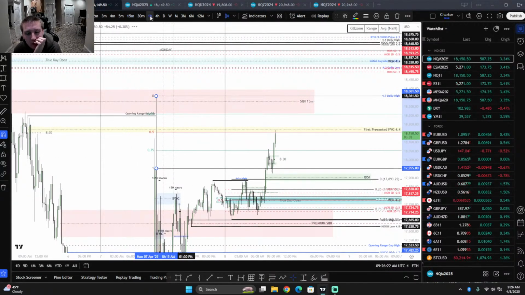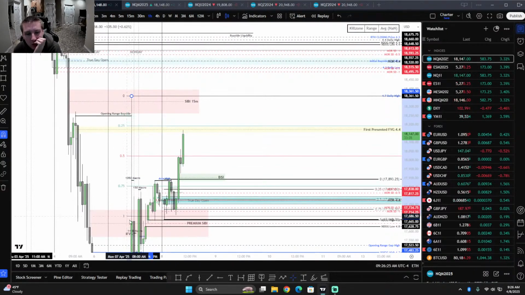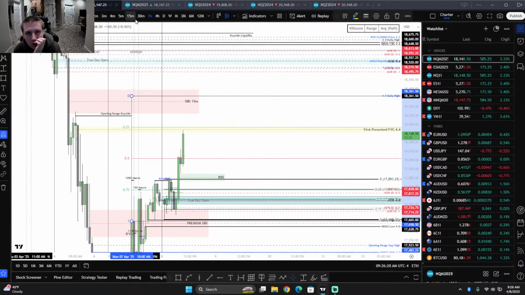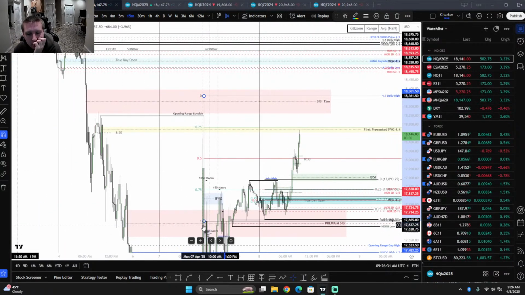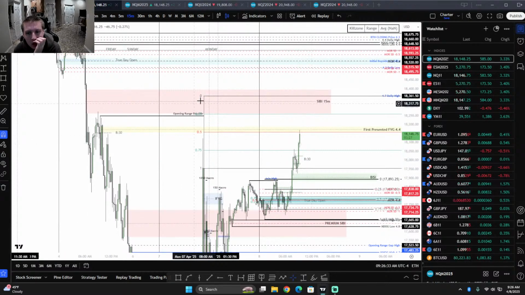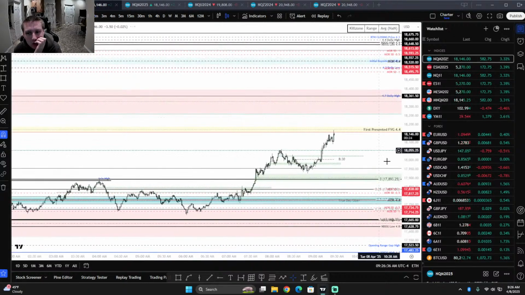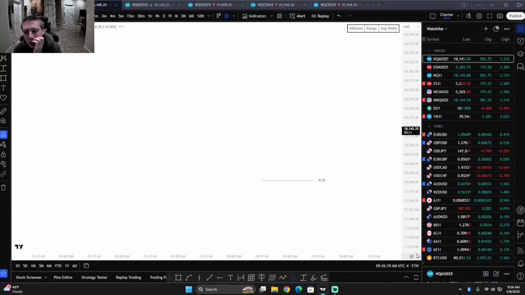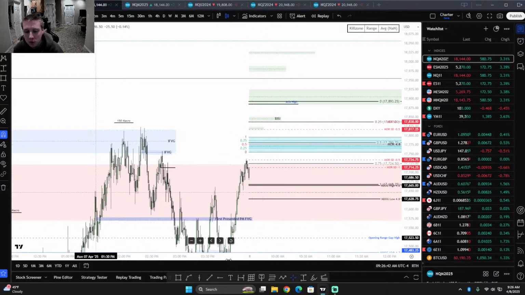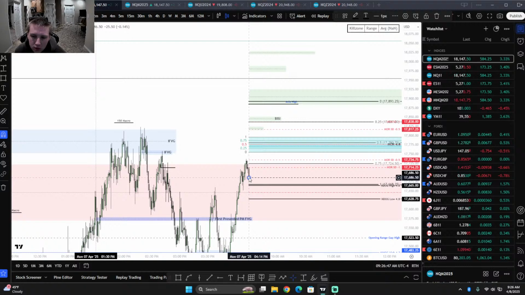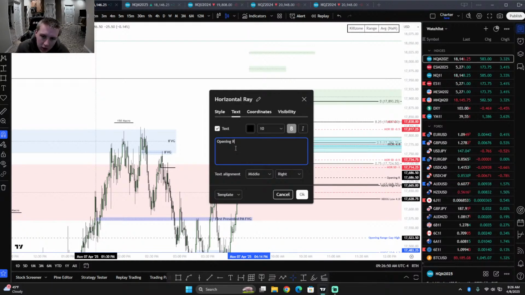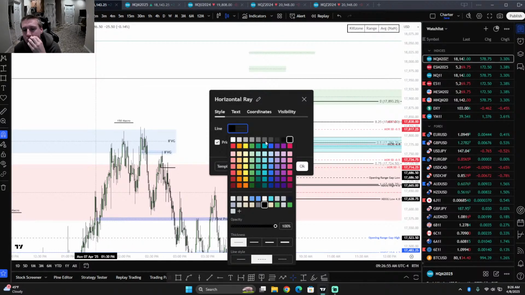I do kind of want to leave these levels on, or we might get the 1 hour. I want to get the 15-minute, that larger wick. I want to get opening range gap low as well. So we are in a premium market from yesterday's close. Opening range gap low. Let's make this thick. Yeah, that's nice.